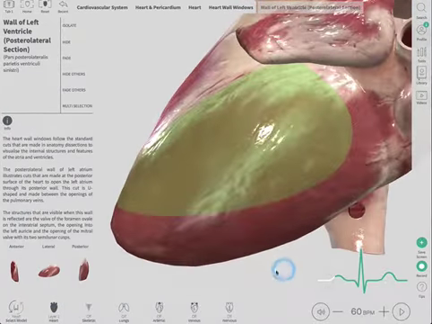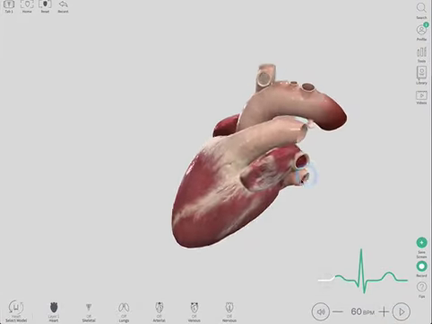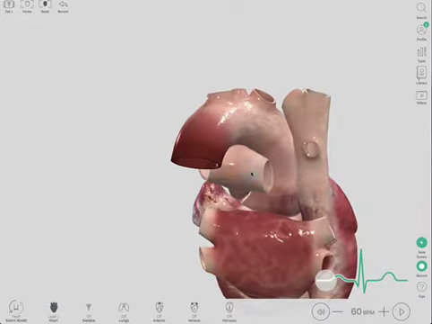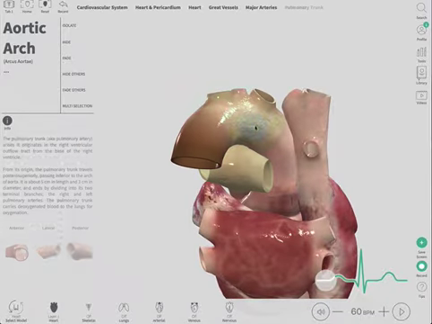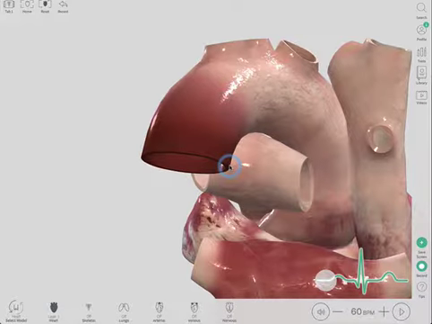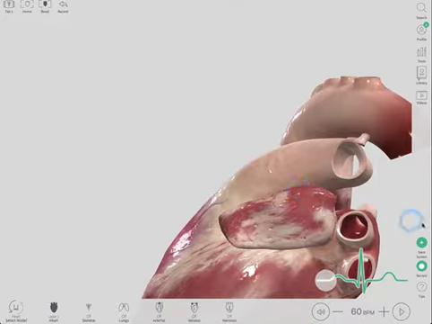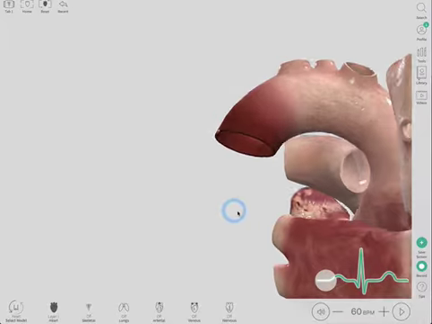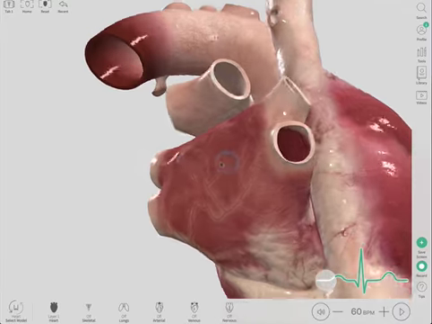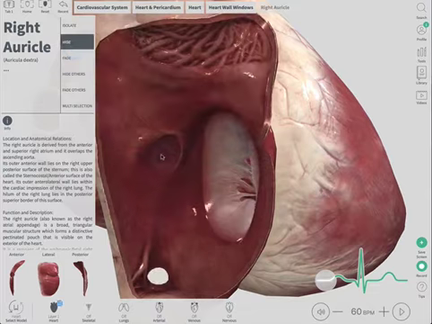A patent ductus arteriosus is an opening between the aorta and the pulmonary trunk. These two. This is the pulmonary trunk, and this is the aorta. And this allows for the mixture of oxygenated and deoxygenated blood. And the last one, a patent foramen ovale, is when the ovale does not close and leaves a hole between the right and left atria. Ovale is a hole in the heart before the baby is born. And this is the ovale.